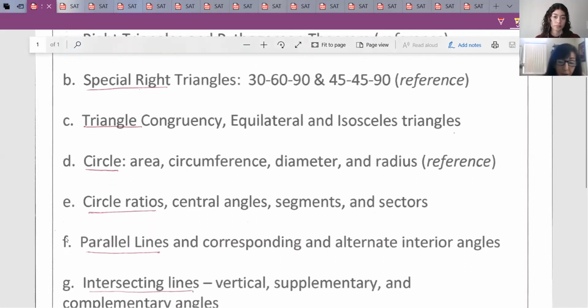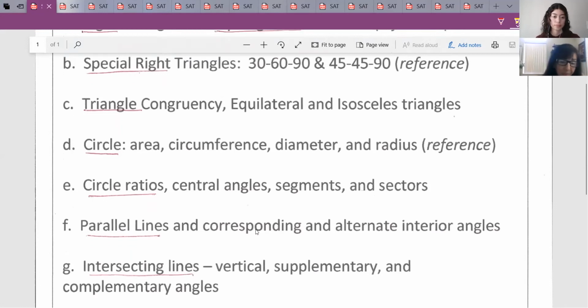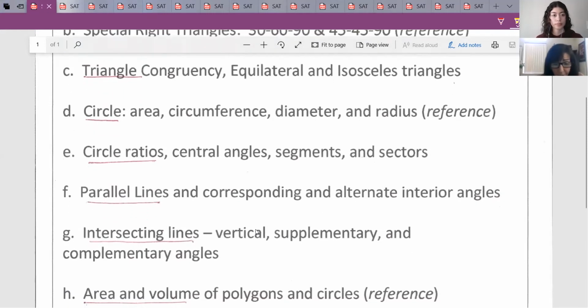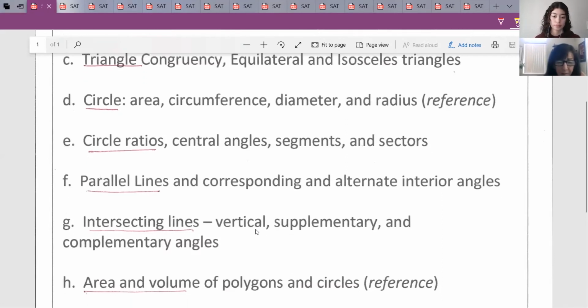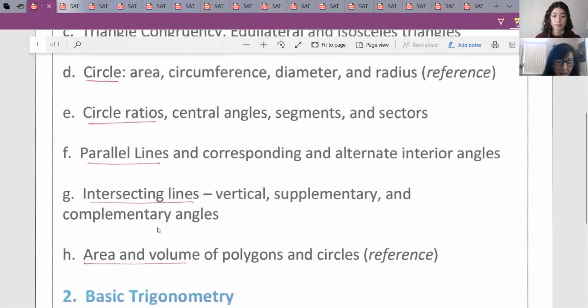As far as more geometry goes, parallel lines and corresponding and alternate interior angles on the parallel lines will be tested. Intersecting lines, vertical angles, lines meet. Supplementary and complementary angles. Supplementary means angles add up to 180. Complementary adds up to 90. This probably goes back to the very beginning of high school or perhaps even middle school for most of you, but it is tested, and again, it's not straightforward. It's figuring out what they're asking for.